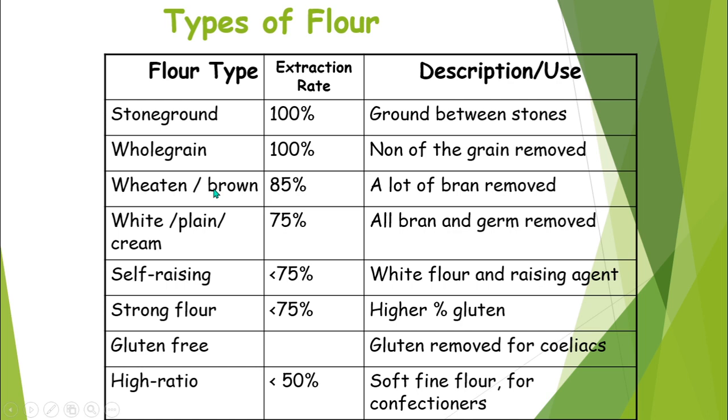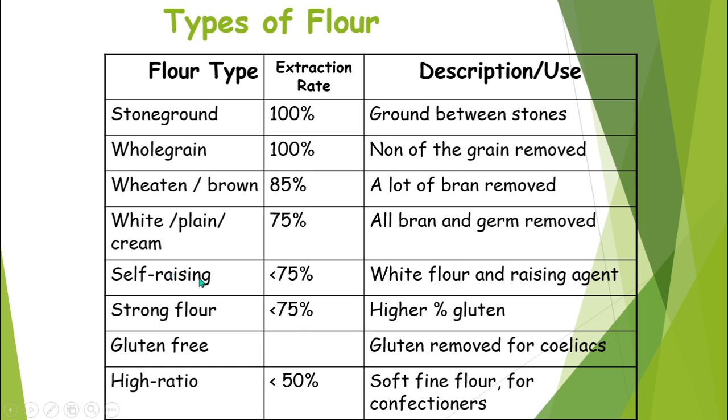Then we come to wheaten or brown flour type. This means that you are obtaining 85% of the contents from the ground part, because a lot of bran is being removed here. That is why it is known as wheaten. Then a white, plain or cream flour type, the extraction rate is 75% here. Now why 75%? Because here all the bran and germ is being removed. That is why it comes out to be white, right?